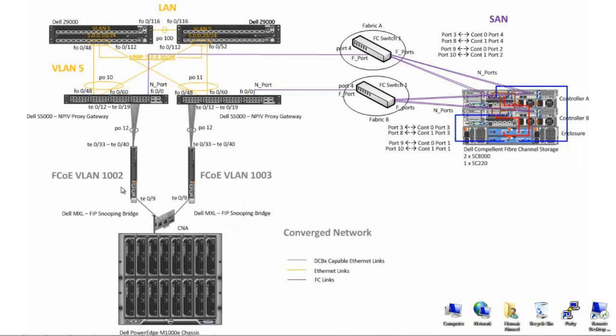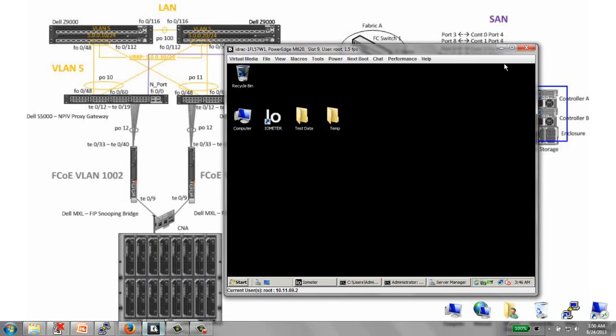Before I jump on the server, I should mention that the active standby only applies to the LAN traffic. The FCoE is still active, and because I'm using an MPIO policy of round robin, it's actually going to multipath over both of these links when I send storage traffic from the server to the Dell Compellent storage array. So let me jump on the server and show you that.